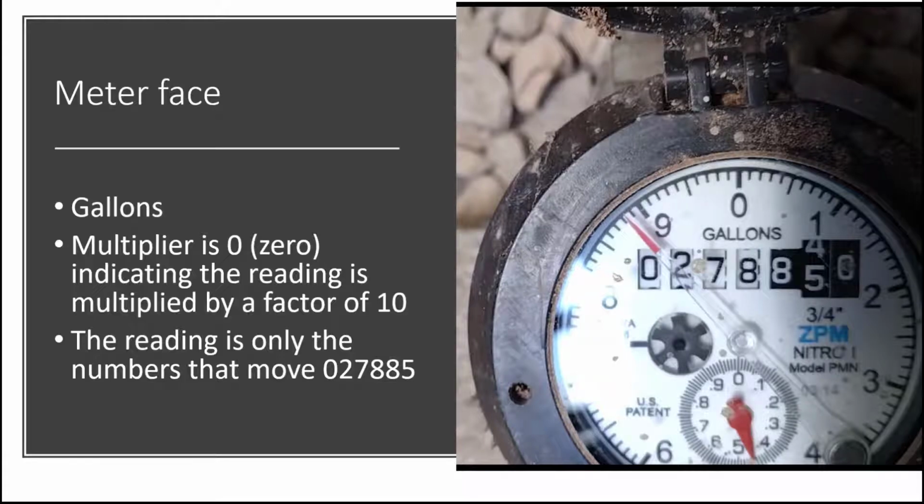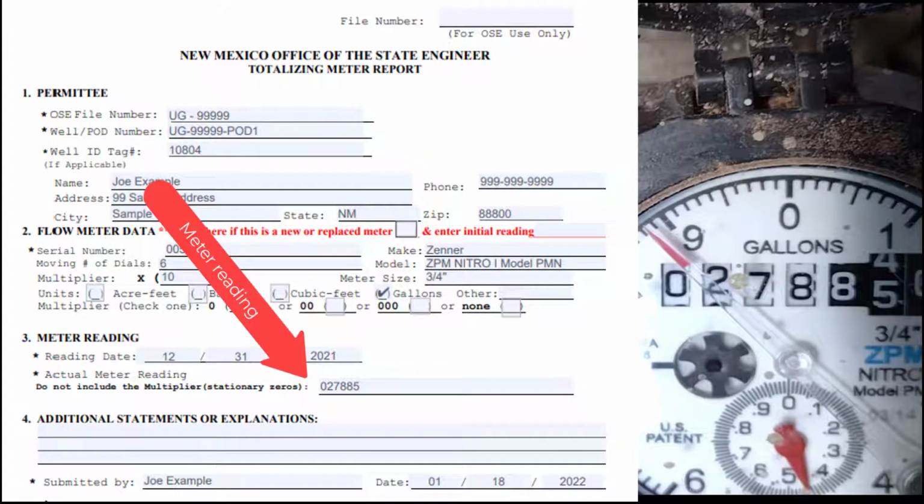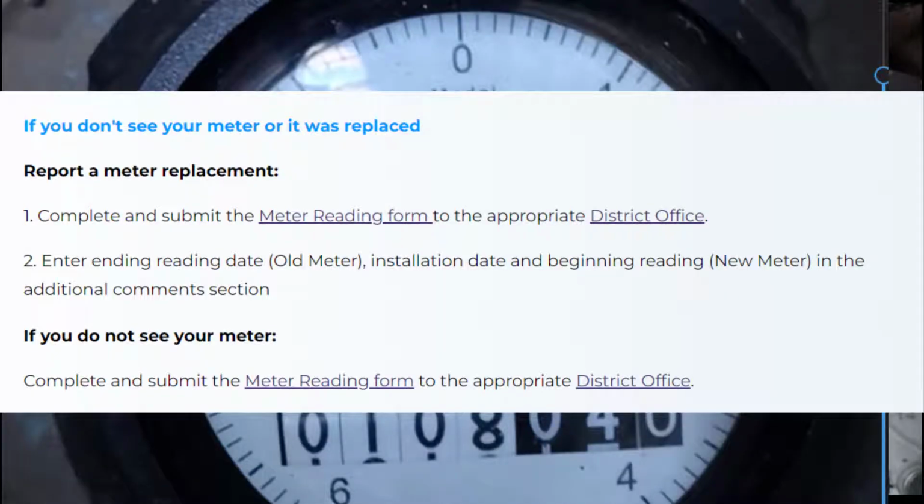Only has one zero that does not move. It is measured in gallons. It's a 3/4 inch ZPM Nitro 1 model PMN. And so the reading on this meter would be 027885. This is what you would put on the form, 027885.